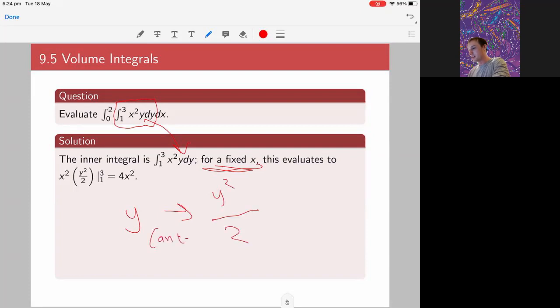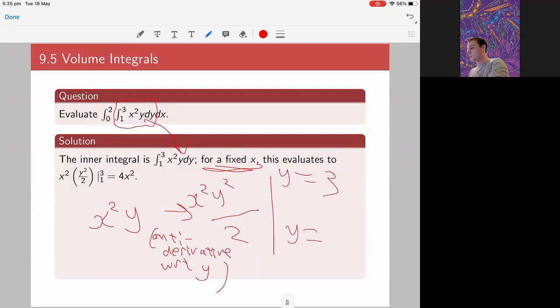So let me just try and explain that. The antiderivative with respect to y. So if y integrates to y squared on 2, then x squared times y integrates to x squared y squared on 2. But remember, the fundamental theorem of calculus tells us that we need to evaluate this between the numbers y equals 3 and y equals 1.